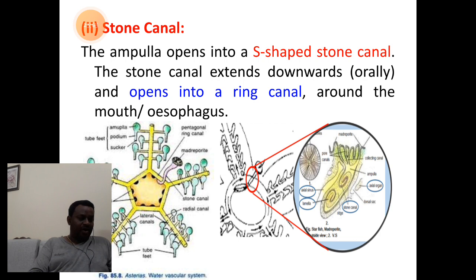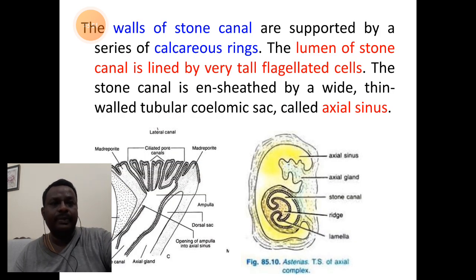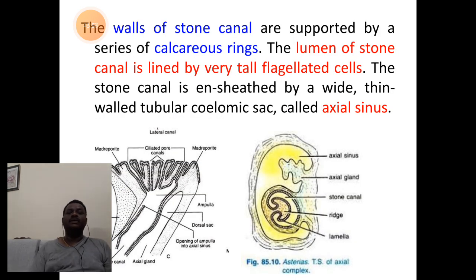This stone canal contains within a special structure which we call the axial body.